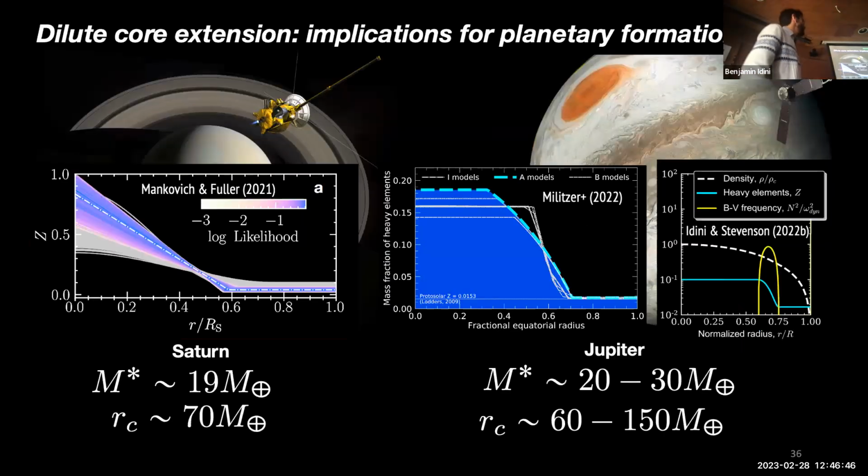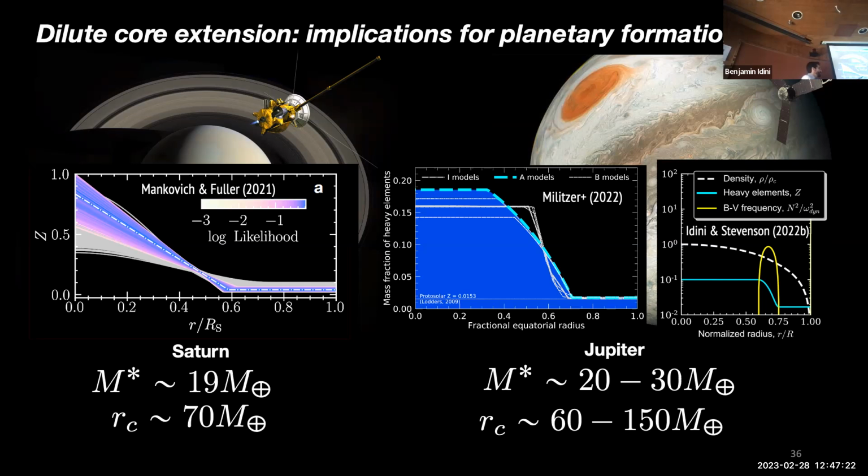Now, to summarize, a short comparison of this dilute core problem and how it impacts our ideas of planet formation. So on the left, we have Saturn, and on the right, Jupiter. This is from rotational gravity, and this is from the tidal gravity. These two images are very similar, and both of them favor something that reaches 60 or 70% of the radius. In Jupiter, we also have 60% of the radius, but remember that Saturn, sorry, is smaller.